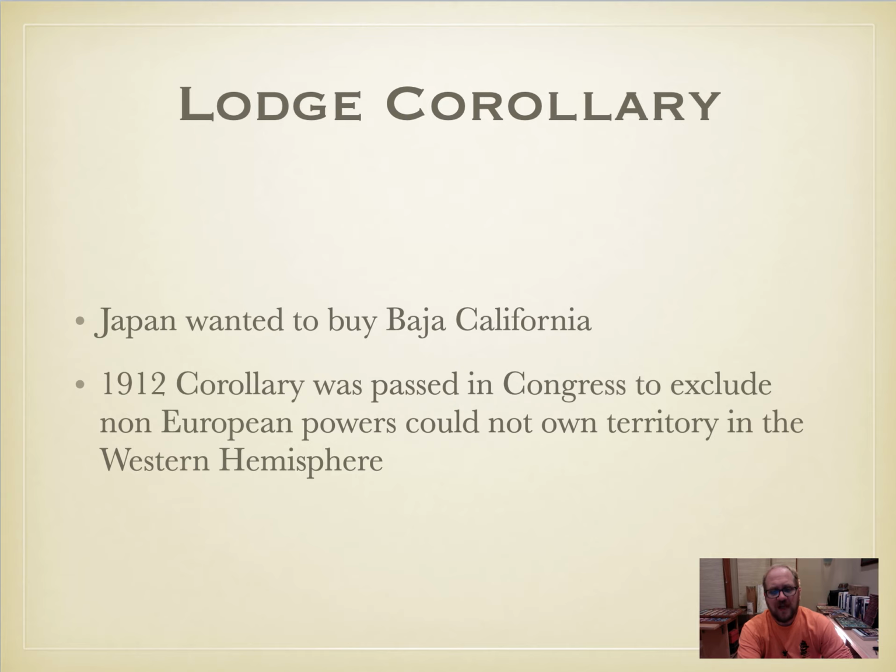We also, during Taft's time, had the Lodge Corollary, where Japan wanted to buy Baja California. In 1912, the corollary was passed to exclude any non-European powers from owning territories in the Western Hemisphere. So it sort of made a push to make sure that Japan or other Asian countries don't take any control in the West.